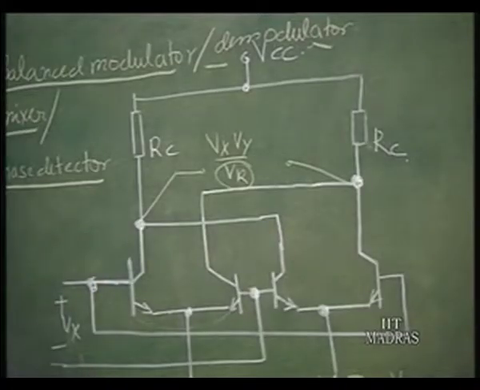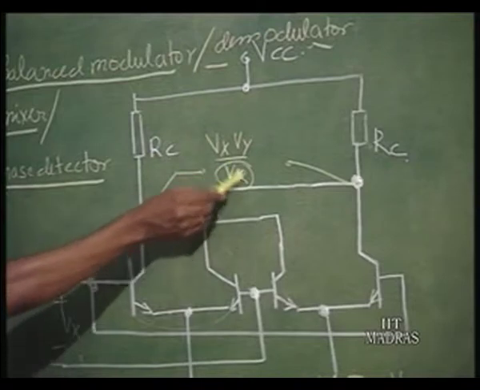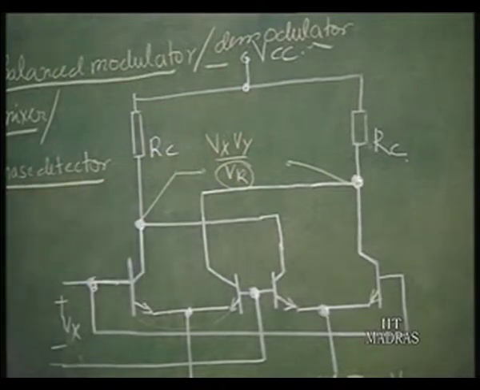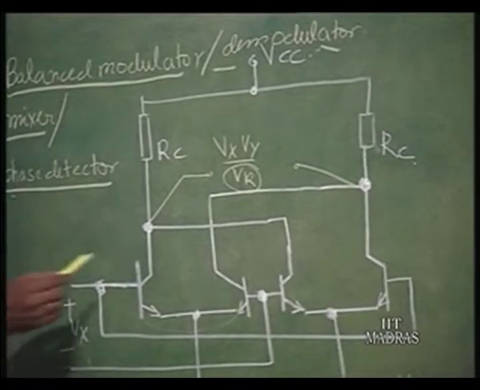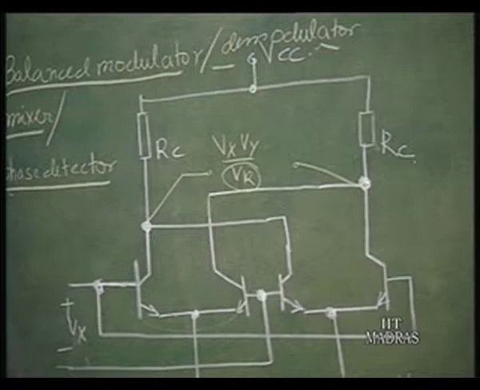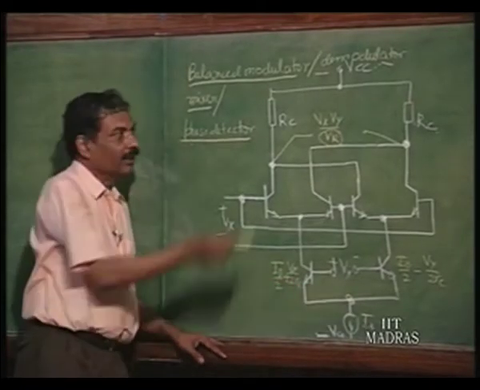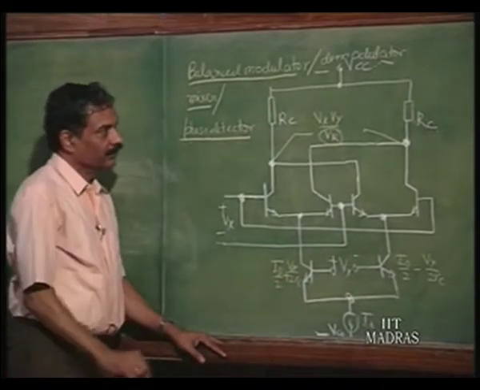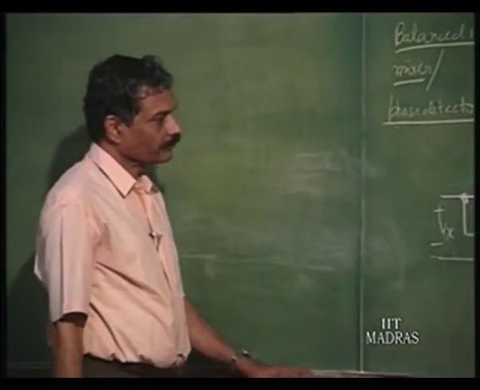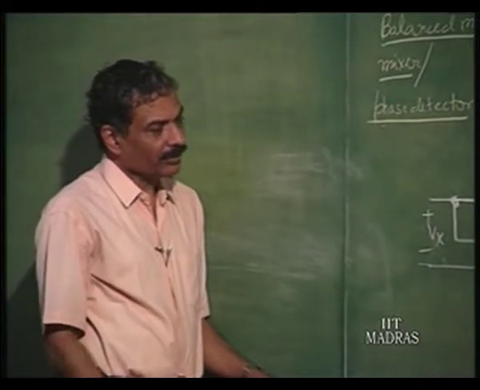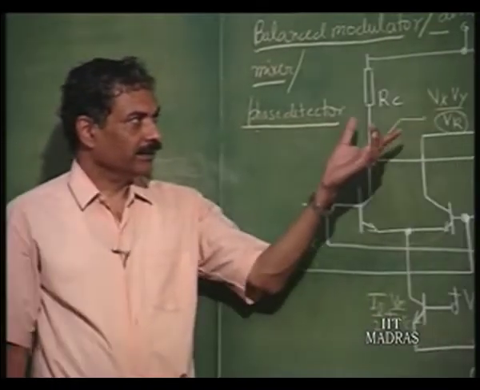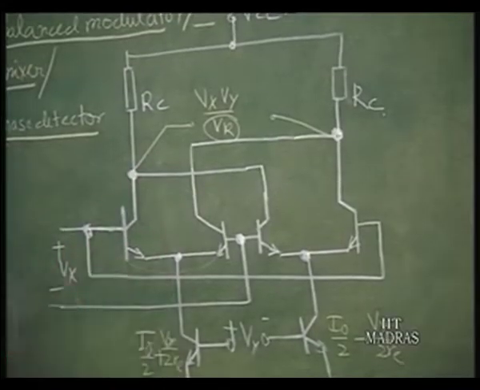As an exercise, I would like you to find out the value of V r for this structure. We already have shown that output is proportional to V x into V y. We have also shown you how the output can be evaluated, right. So, please find out the value of V r, which is going to depend upon I naught and R c. It is also going to depend upon V t of this whole thing.